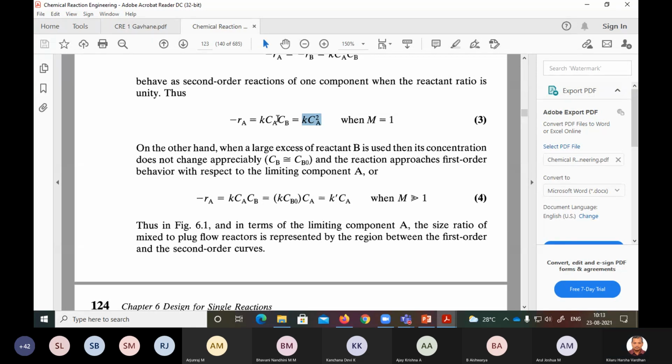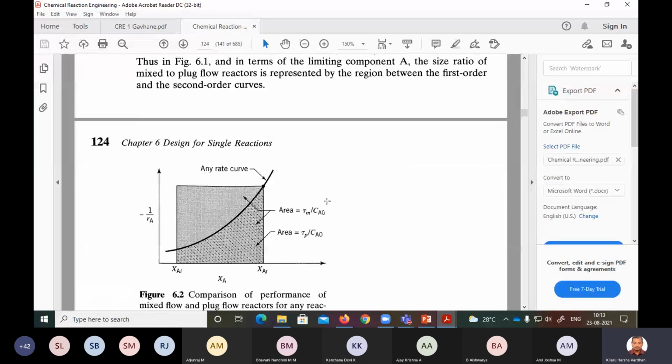If this particular B is going to be in excess, then either you can put it in terms of second order, or even you can put it in terms of first order also. That's up to you. So that also you can compare.